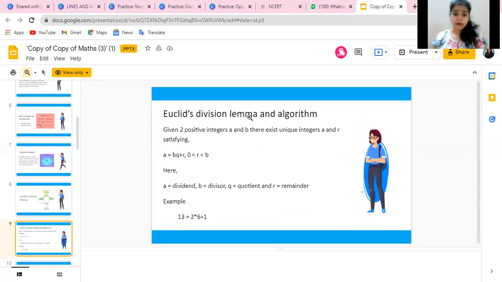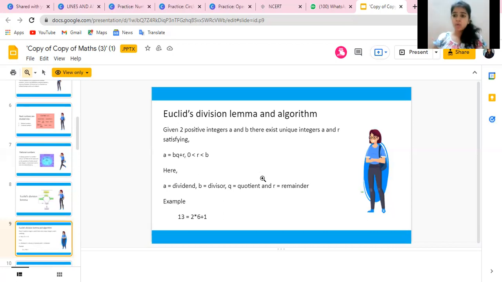So Euclid's division lemma and algorithm. Given two positive integers a and b, there exist unique integers q and r satisfying the equation a = bq + r, where r is more than or equal to 0 but less than b. Okay, I'll tell you what exactly this definition means. It means that there are two positive integers, and for those two particular positive integers, there exist two unique integers that are q and r. It means if we change a and b, then we also have to change q and r. These are the unique integers that are dependent on the positive integers a and b.